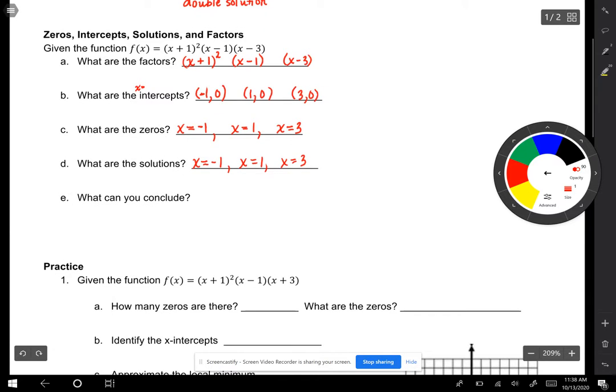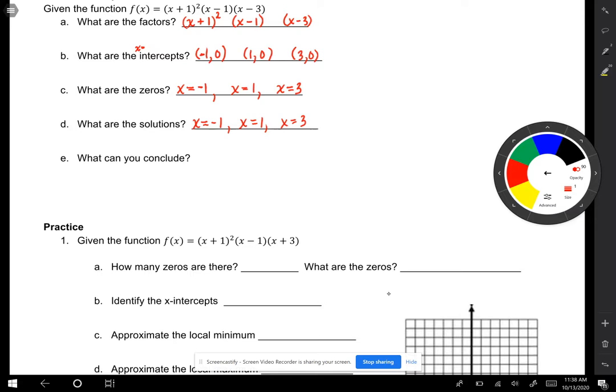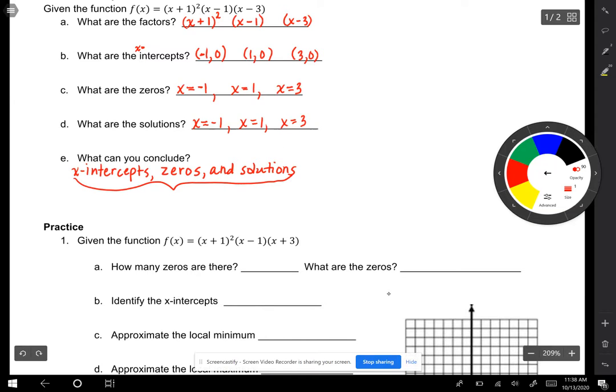So hopefully, what can you conclude from your answers to B, C, and D? Intercepts, x-intercepts to be more precise. So x-intercepts, zeros, and solutions all mean the same thing. I'll write that over here. And I've been kind of saying this all along, that they mean the same thing. However, factors don't. So that's why I put in A as well. Factors is just the stuff in parentheses.